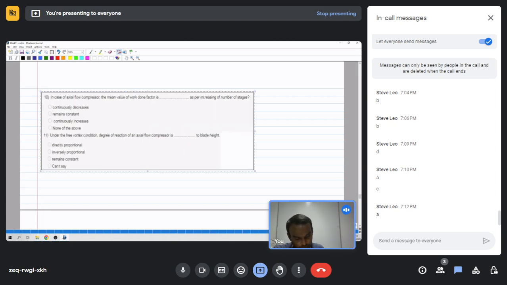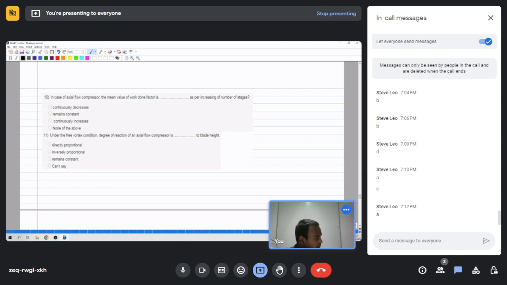In case of an axial flow compressor, I think this is under free vortex condition, the degree of reaction for an axial flow compressor is dash to the blade height: directly proportional, inversely proportional, or remains constant. So this remains constant.